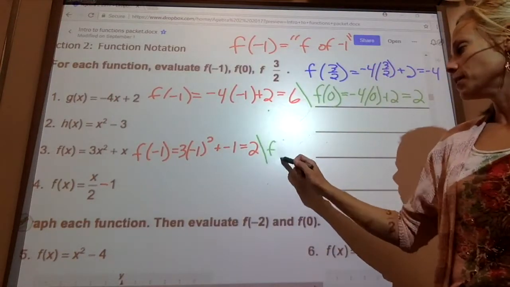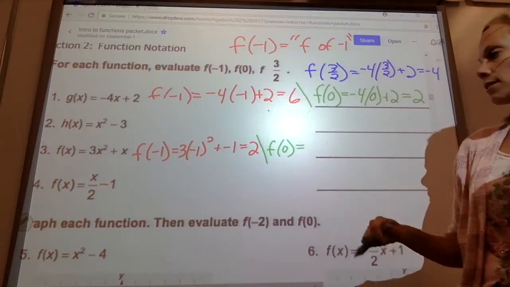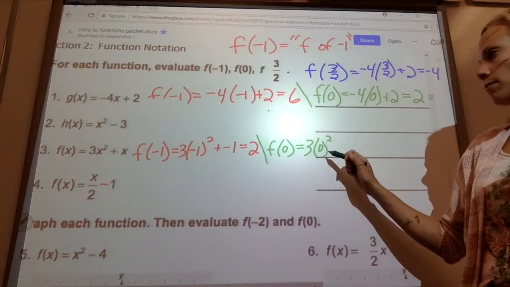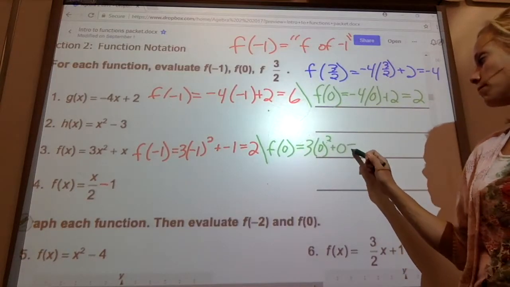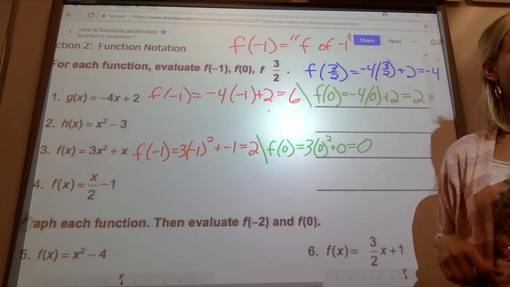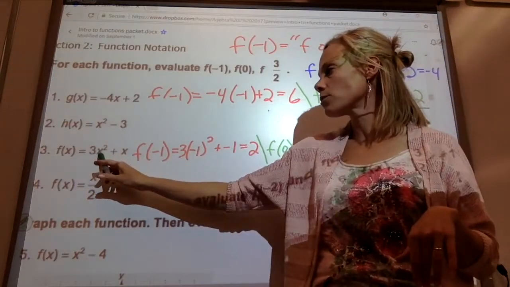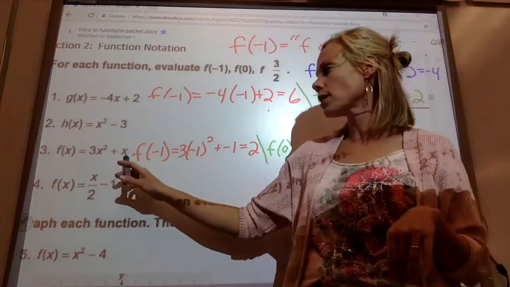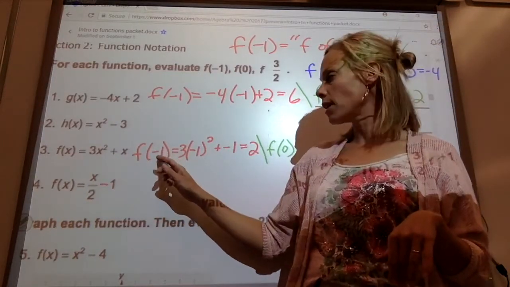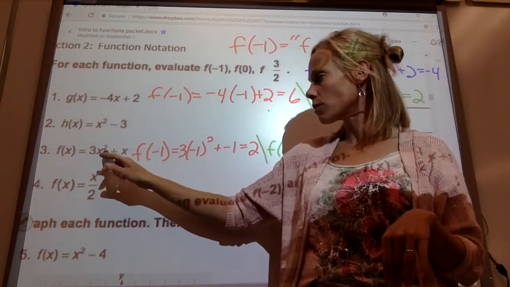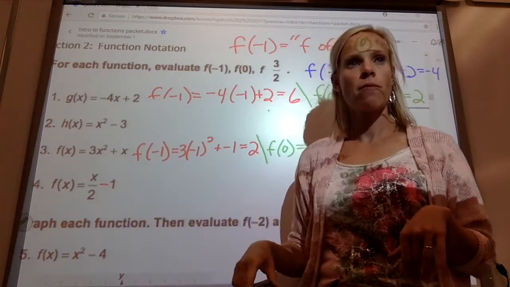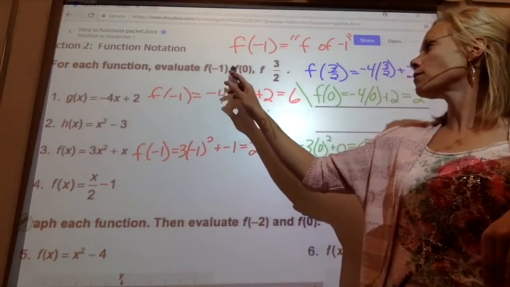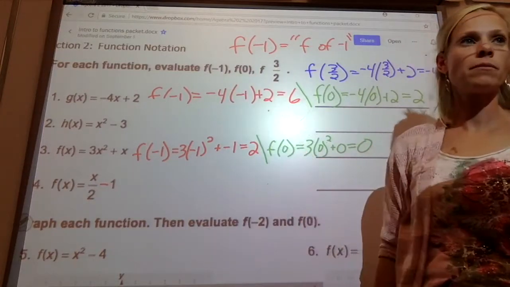F of 0, you put in 0, so it'd be 3 times 0 squared plus 0, which is 0. You're putting 0. 3 times 0 squared plus 0. You're just subbing this number in for x. So like f of -1, 3 times -1 squared plus -1. You got to do it with -1, 0, and 3 halves.